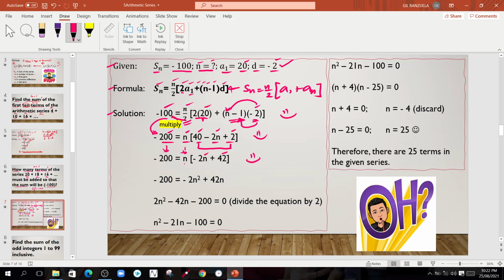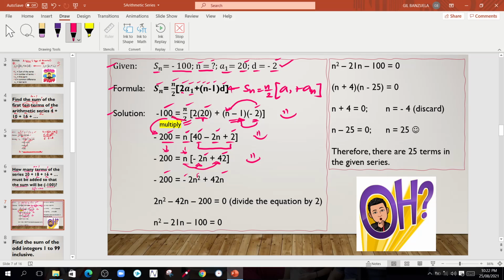Okay? Again, this is monomial versus binomial. So, multiply ulit tayo. Distribute natin yung n. Okay, so n times negative 2n. So, unlike sign, the answer is negative 2n squared. So, take note, we add exponents in multiplication, no? Then, n multiply to 42, that is 42n. Then, if you could notice, we arrive at negative 200 equals to negative 2n squared plus 42n.